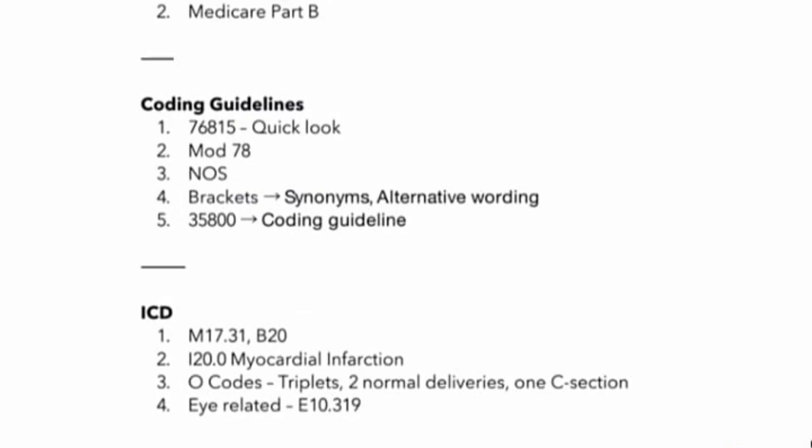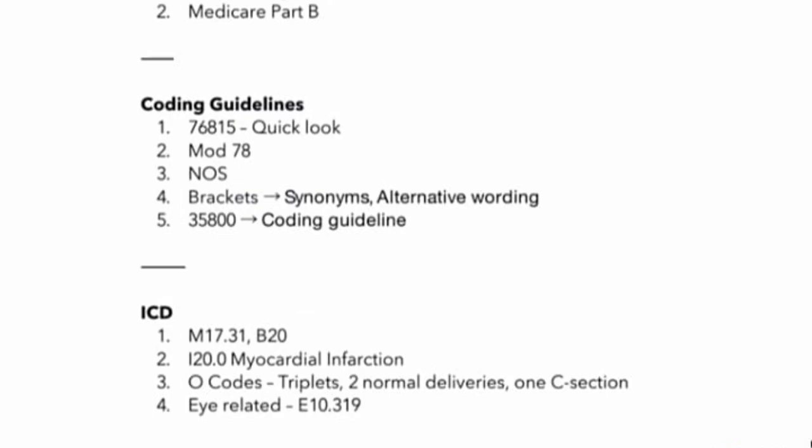Let us move on to the ICD session. There are 4 questions. The first question is M17.31, B20. B20 is always based on HIV, human immunodeficiency virus. So here is our first chapter. And the second question is about I20.0, myocardial infarction.